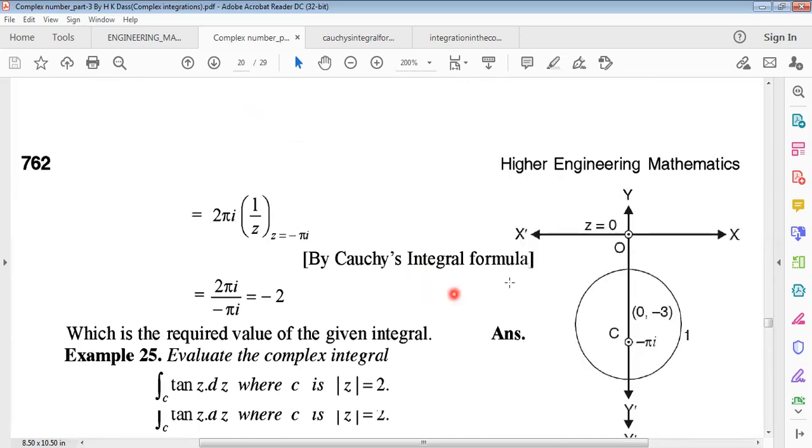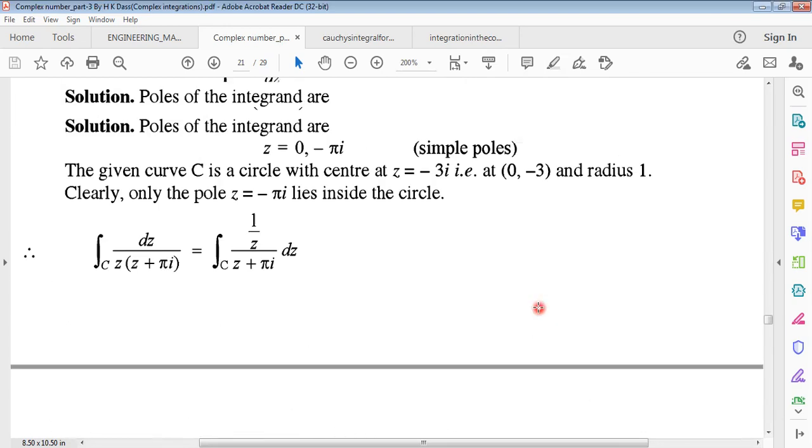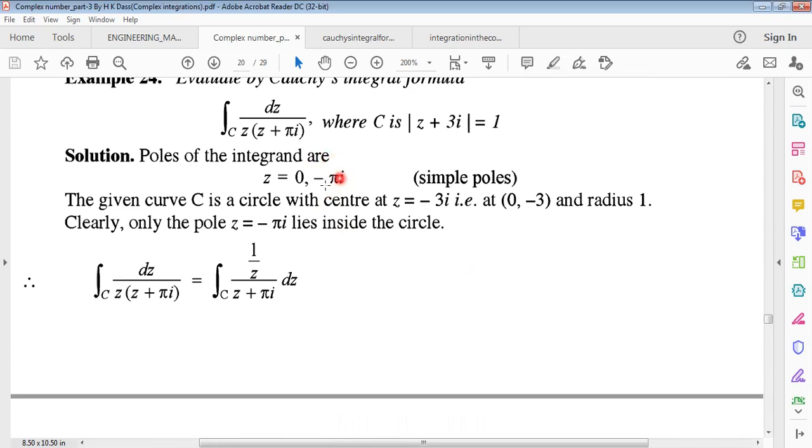If we draw the circle, this is z equals 0, and (0, minus 3) is the center of the circle, and we are taking radius 1. The center will be 0 minus 3i, and the pole is minus pi i. Minus pi means minus 3 point something; the value of pi is 22 by 7. If we take 22 by 7, this is actually inside the circle. So this pole, minus pi i, is inside the circle. From the figure we saw it.